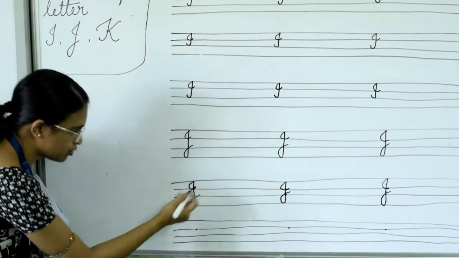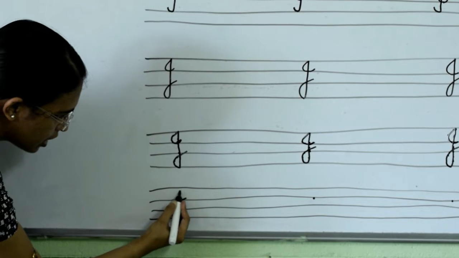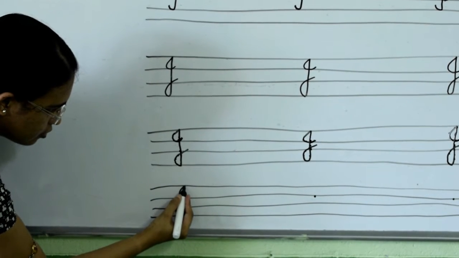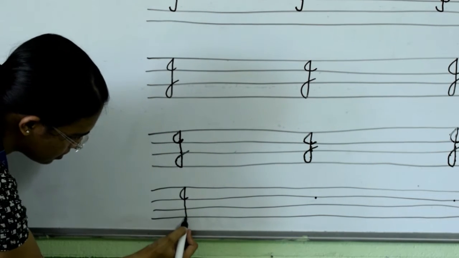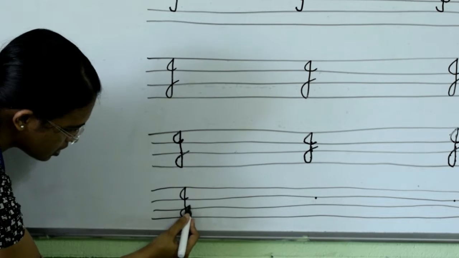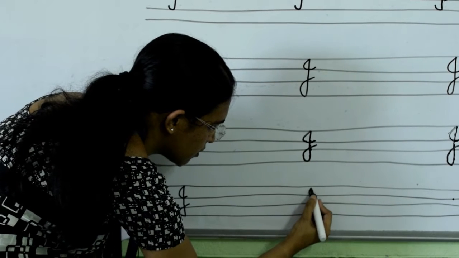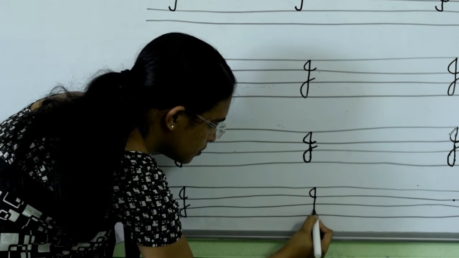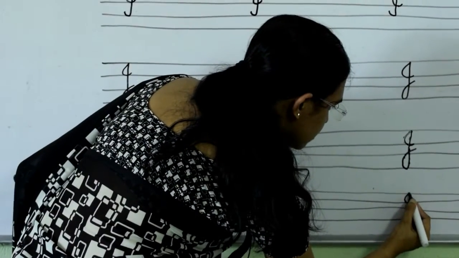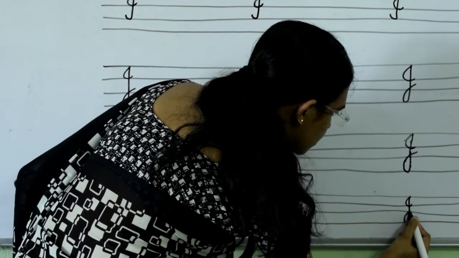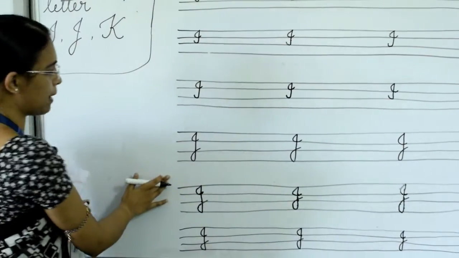Now after tracing this letter, what you have to do? You have to write it by yourself. So first make a curved line like this, then draw a standing line up to this last line, then you have to cross this line in this way. This is cursive capital letter J. Curved line, standing line, curved line, curved line, standing line, then curved line. Okay, so this is cursive capital letter I and this is cursive capital letter J.